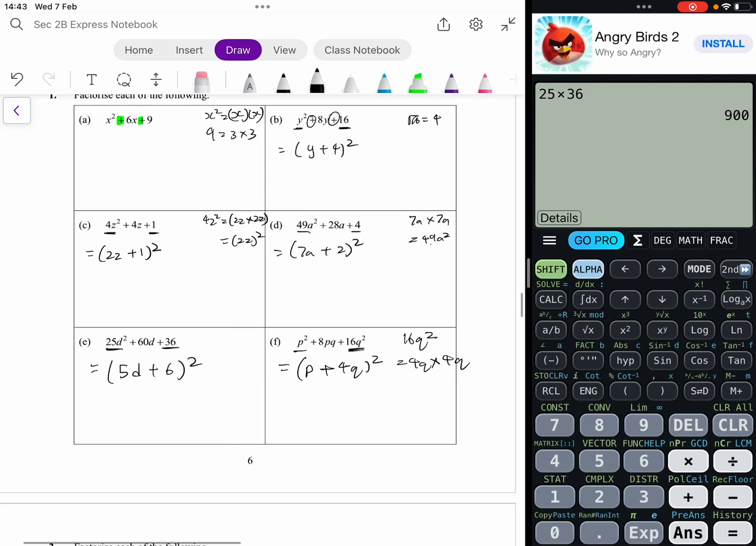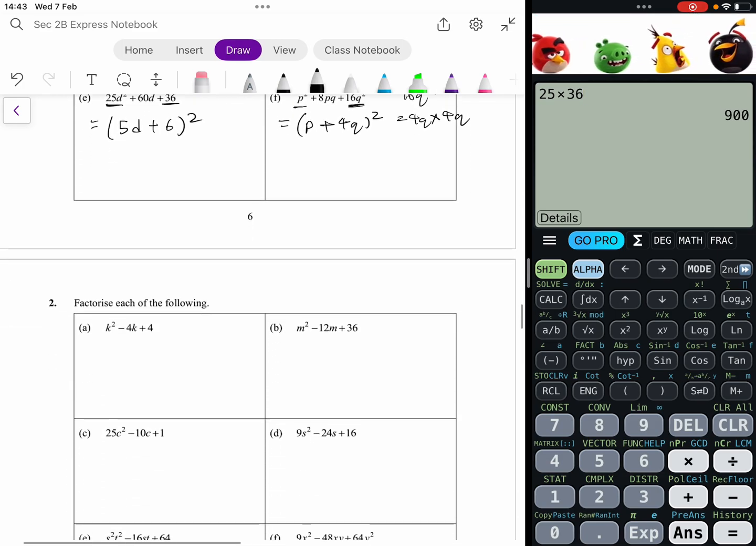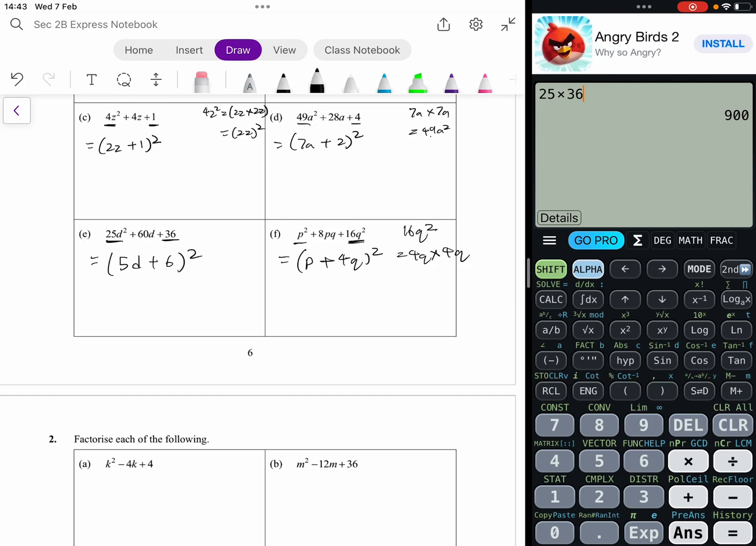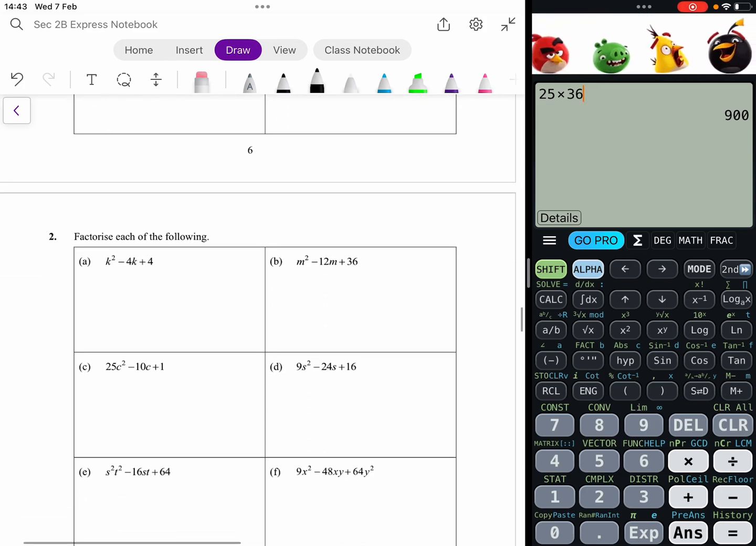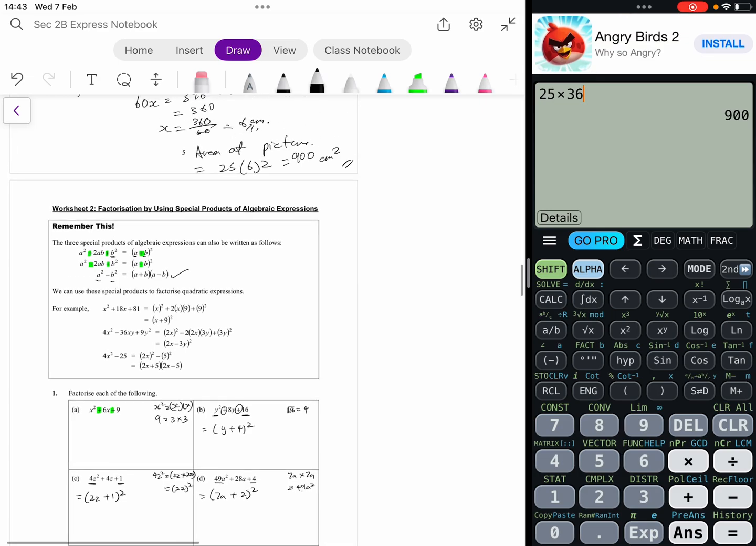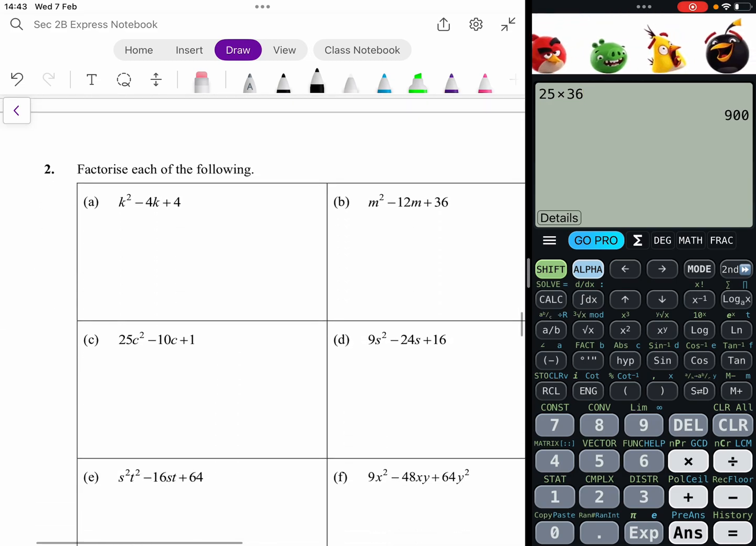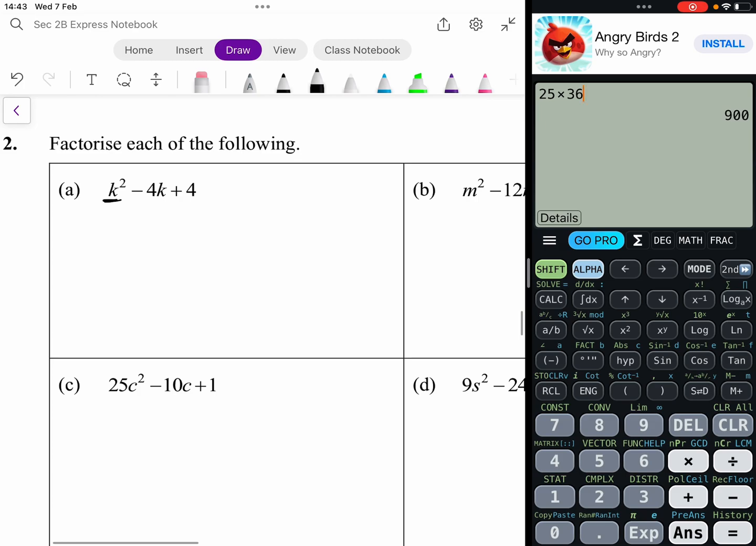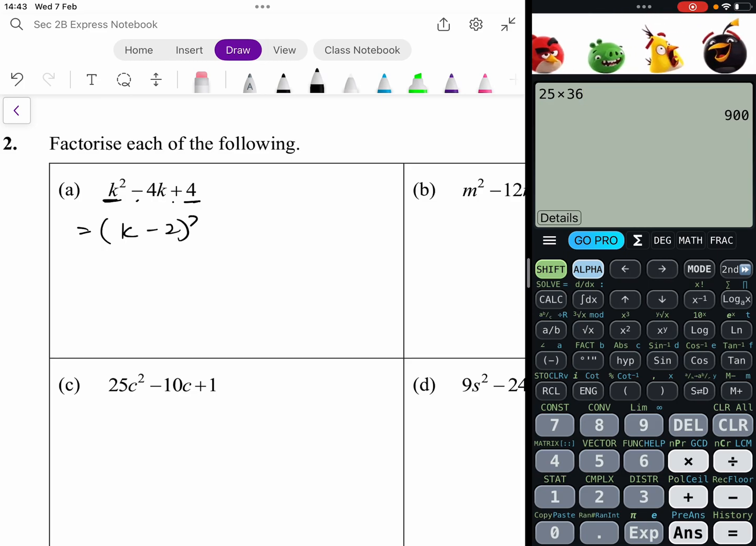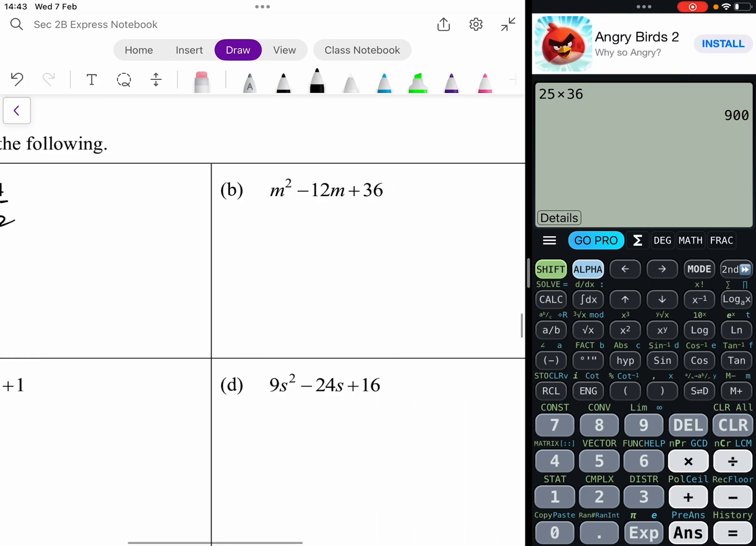Okay, so this is quite simple, right? You don't even need to look at the middle term. Okay, now we come to the minus. So as mentioned earlier, if your signs are minus and plus, your algebraic expression is (a minus b) squared. So I look at it, perfect square, minus plus. So I will have (the square root of 4, 2, minus 2) squared. Okay, moving on, (m minus 6) squared.